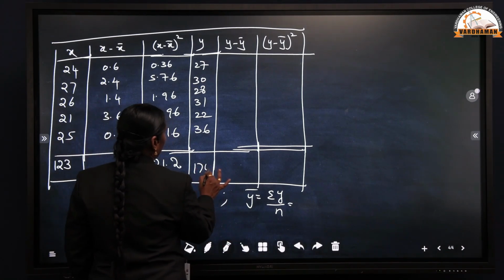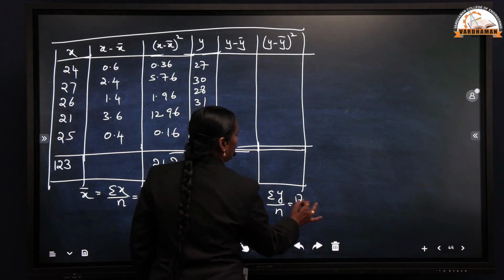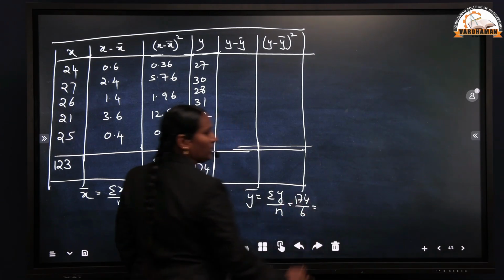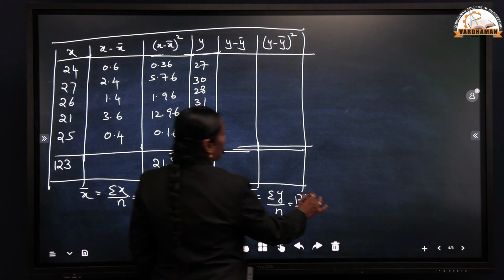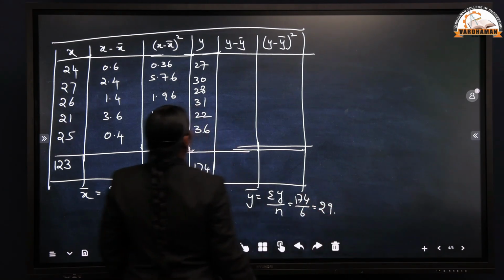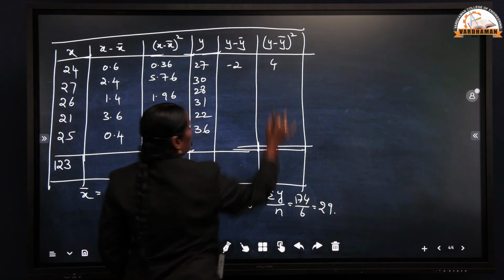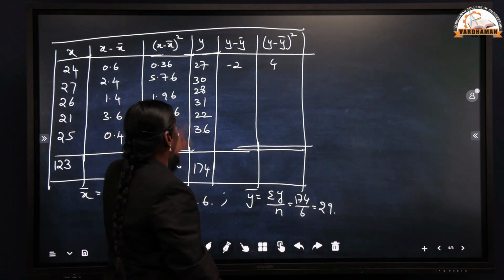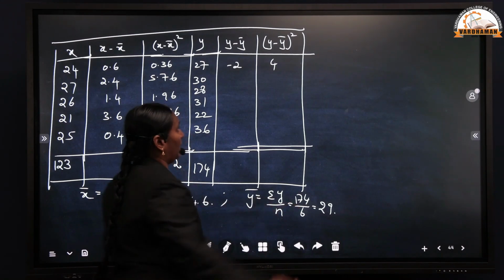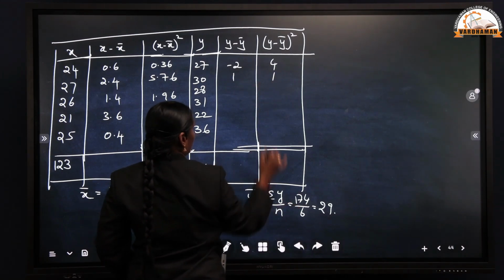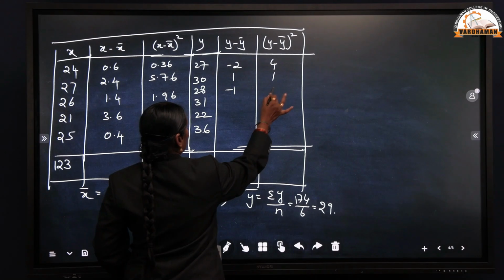So we are going to write it as 174 divided by the number of observations, 6, and we are finding the value of y bar, which is 29. Now 27 minus 29 is minus 2, and minus 2 whole square is 4. Next, 30 minus 29 is 1, and 1 square is 1. 28 minus 29 is minus 1, and minus 1 square is 1.